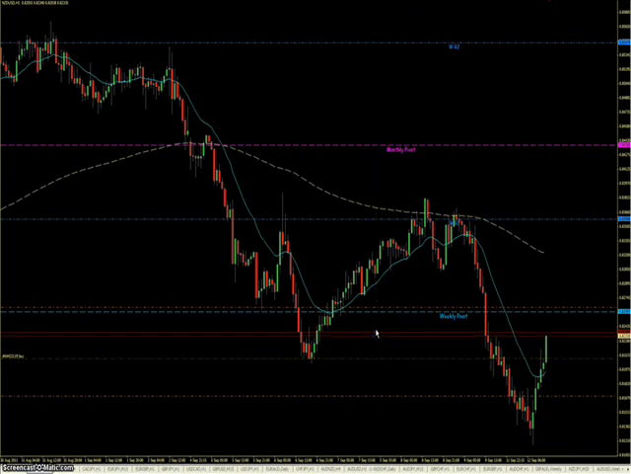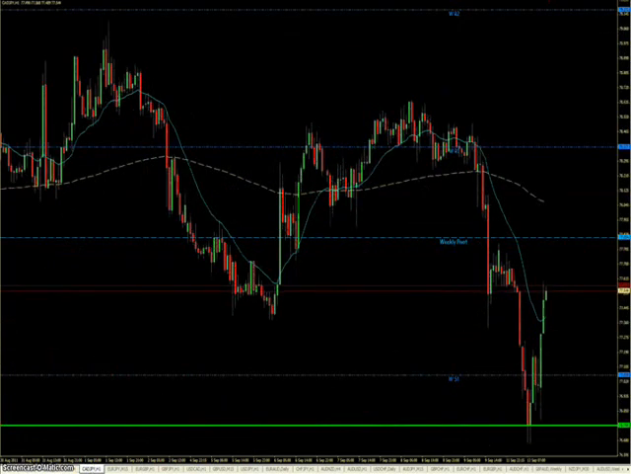I'll probably lock in a couple of pips of profit just because I think I got in a little early. And if it stops me out, fine. I'll re-enter again at a better price. No big deal. Here's another one. This is the CAD/JPY hourly chart.